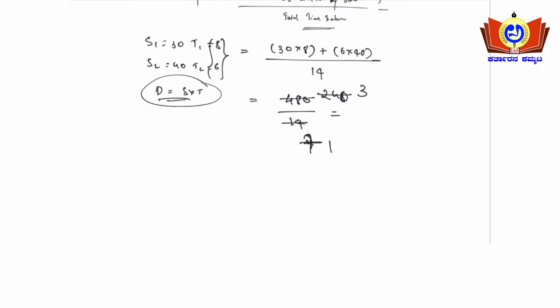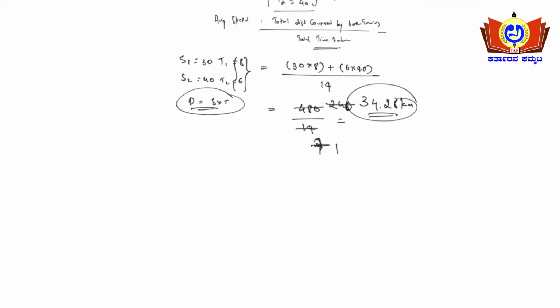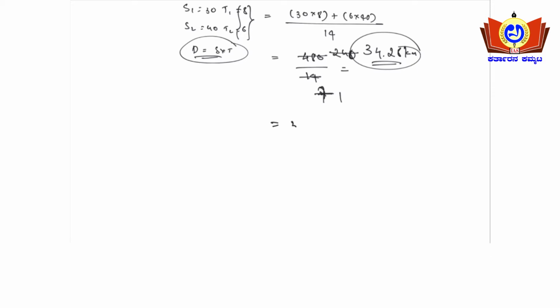So 34.28 kilometers. Okay, this is the answer here. 34.28 kilometers is the average speed here. Okay, friends, this is a very simple question.